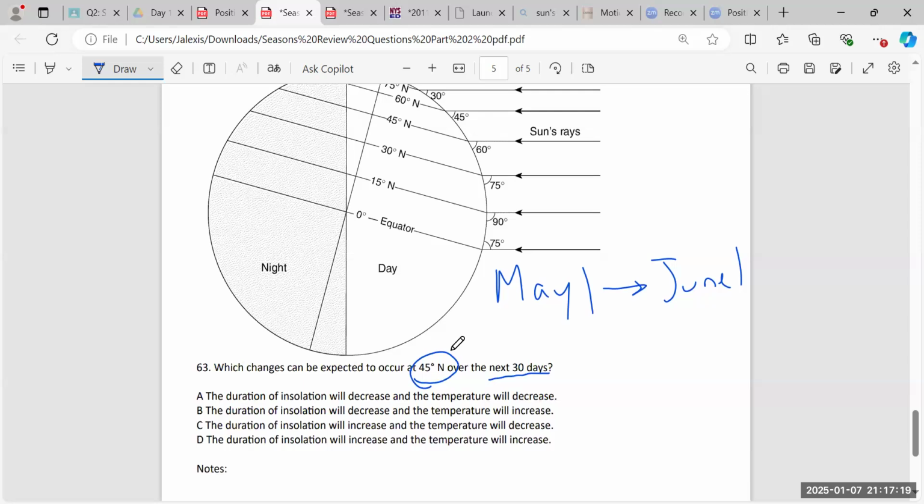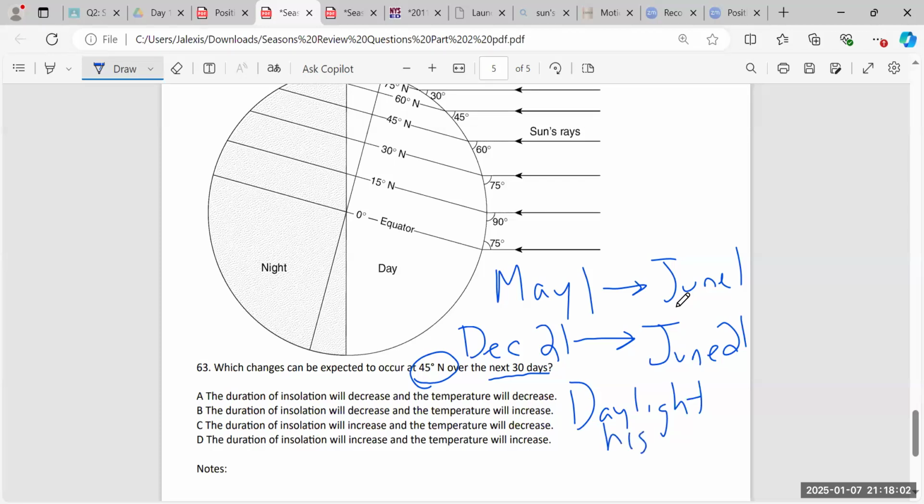Well, what do I know? I do know that the sun is at the lowest point on December 21st. And the duration of insolation, the amount of daylight hours, increases from December 21st to June 21st. That's what I do know. The duration of insolation increases constantly from December 21st to June 21st. So what does that tell me? From May 1st to June 1st, my daylight hours are going to increase.